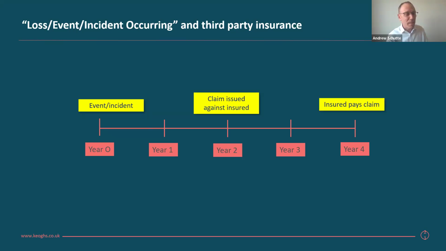And then, well, lawyers get involved. So obviously things go slow. And the insurer pays the claim a couple of years later.